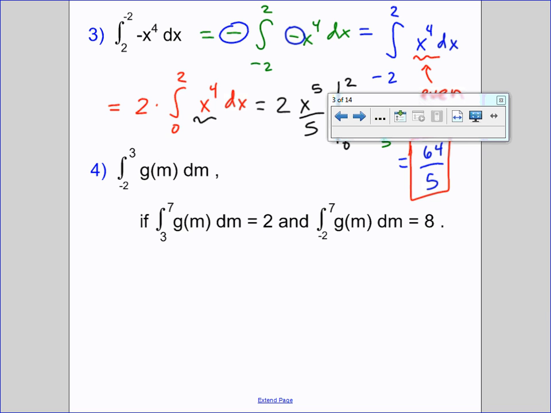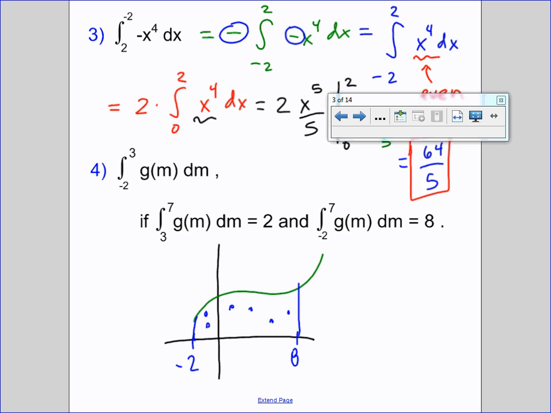So if we had some function g, and we know that the integral from negative 2 up until 7 was 8, and we knew that the integral from 3 to 7, so just this portion right here, was 2.